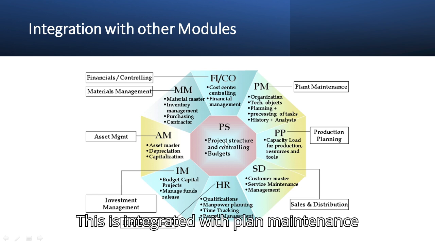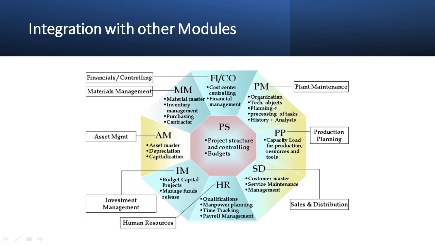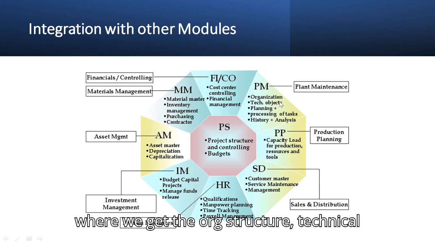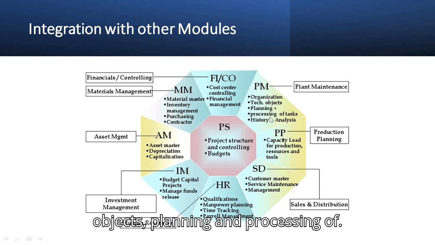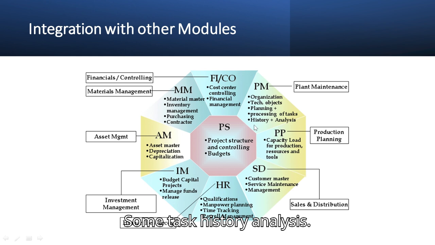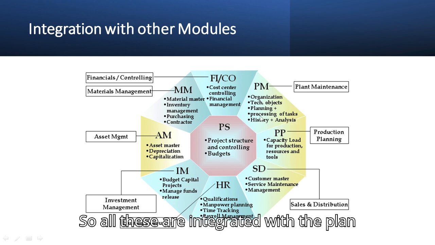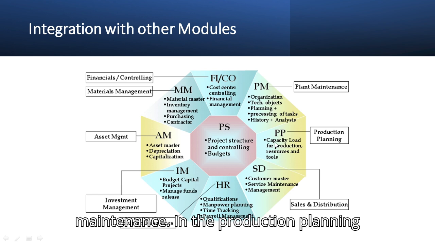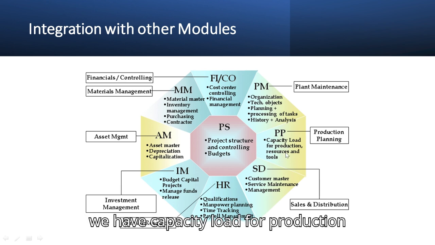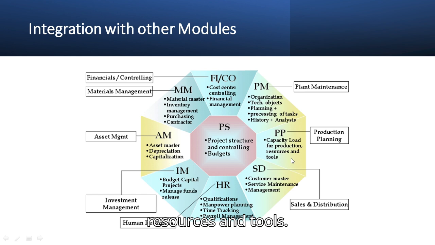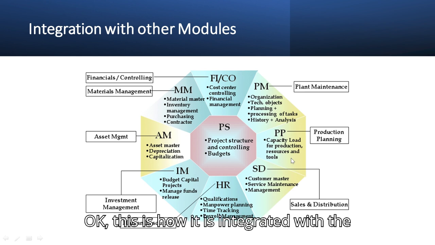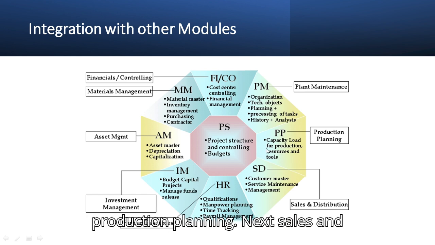This is integrated with plant maintenance, where we get the org structure, technical objects, planning and processing of task history analysis. So all these are integrated with plant maintenance. In production planning, we have capacity load for production resources and tools. Okay, this is how it is integrated with production planning.